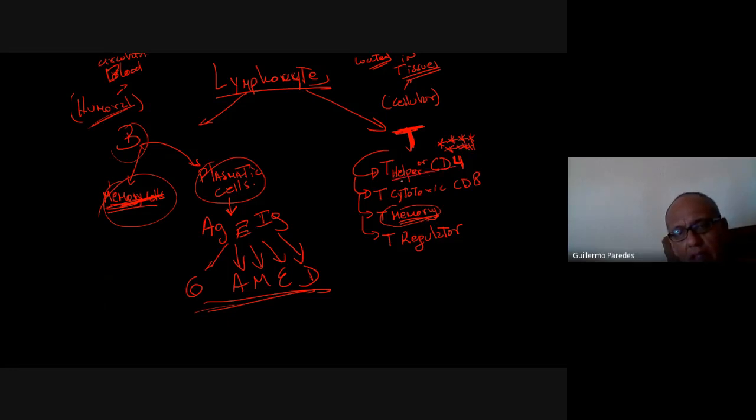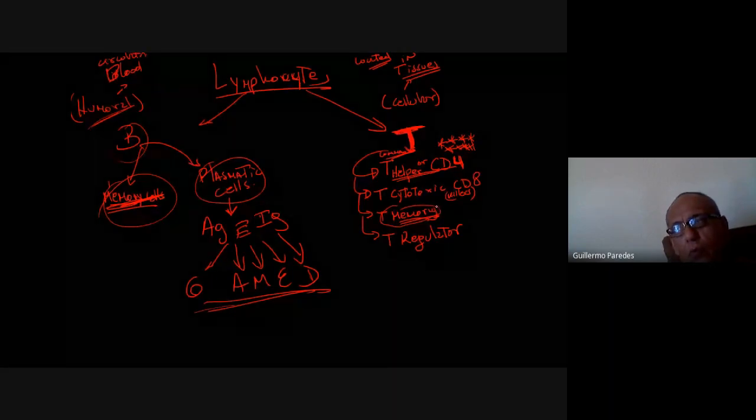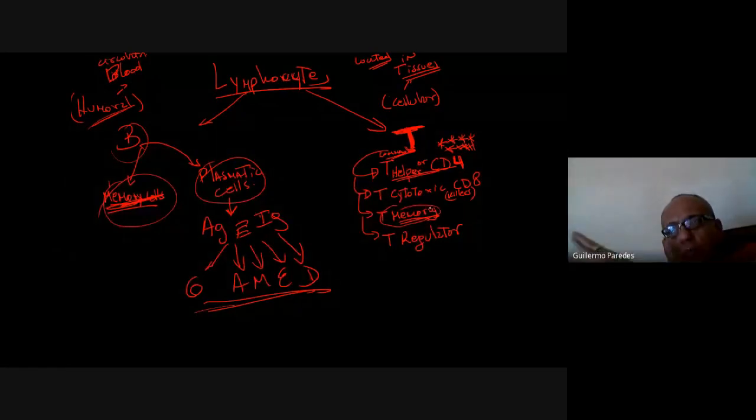T helper is the commander. T cytotoxic, these are the killers. The T memory cells keep a record of what happened with the enemy. Which enemy was it: bacteria A, B, C, virus A, B, C, whatever. So they keep a memory, so you are prepared in the future to face the problem.